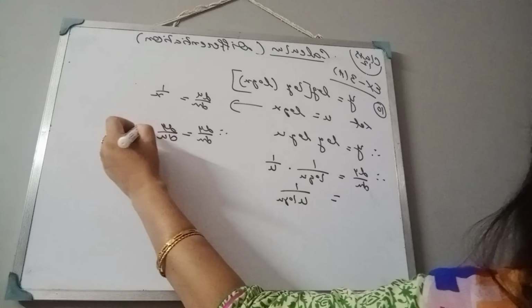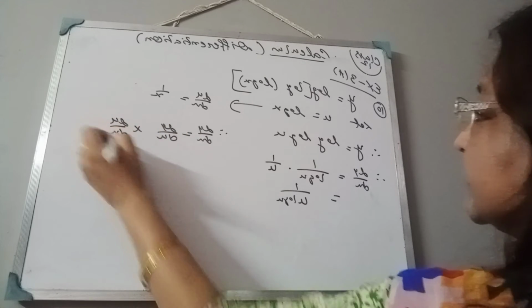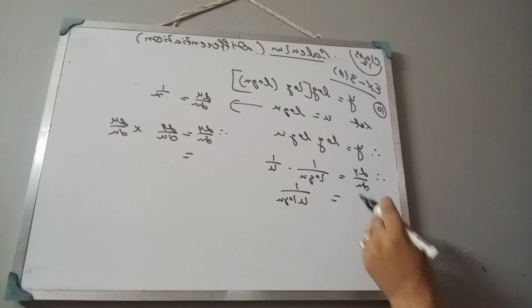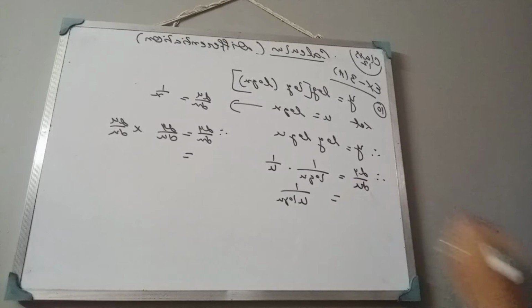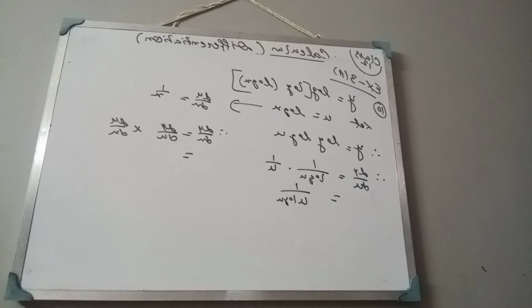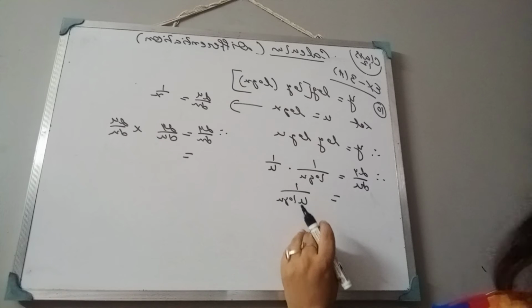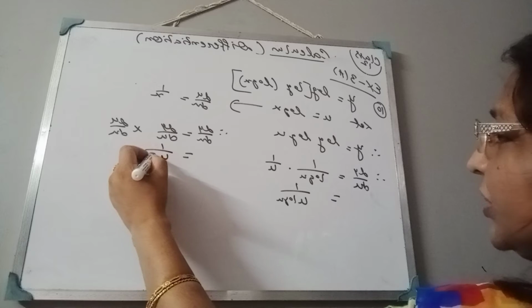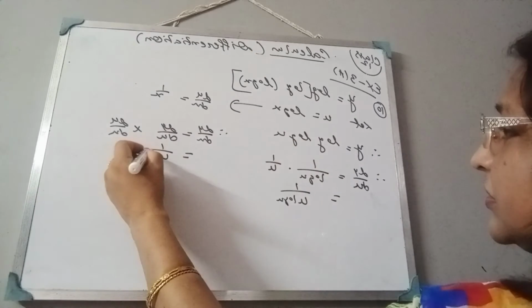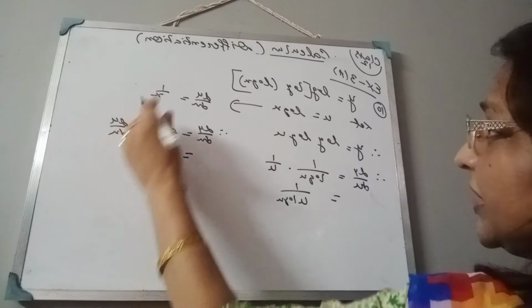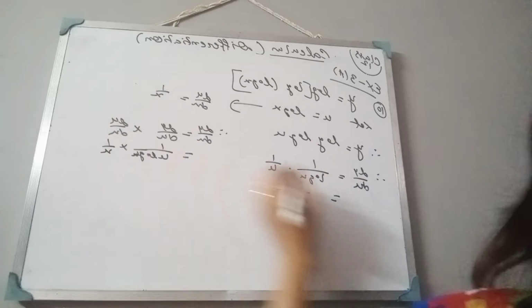Therefore dy/dx is equal to dy/du into du/dx. This also we can do. dy/du equals 1 by u log u, already we have got. So 1 by u log u into du/dx, which means 1 by x. So write here 1 by x.